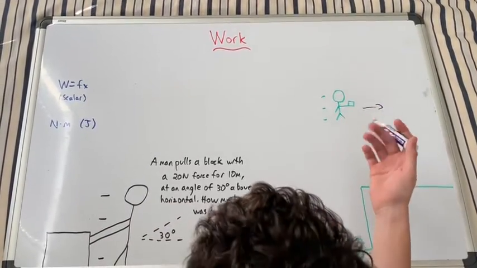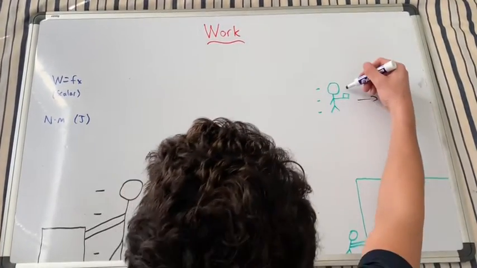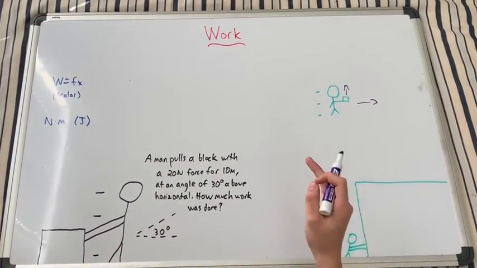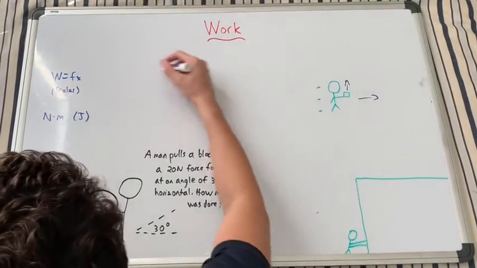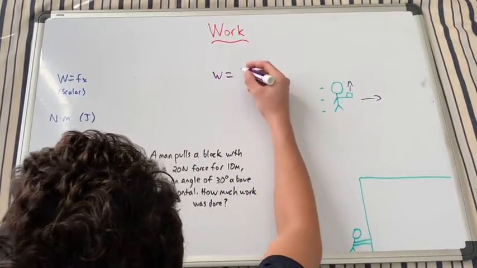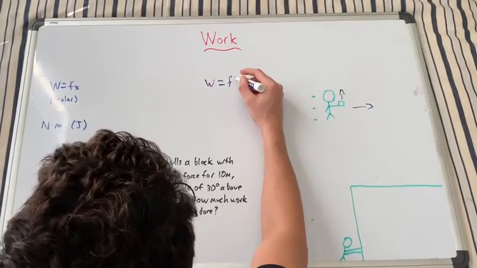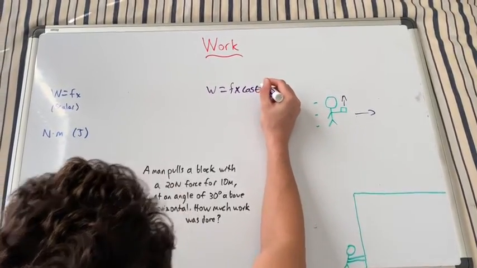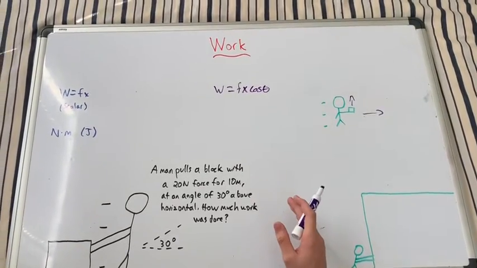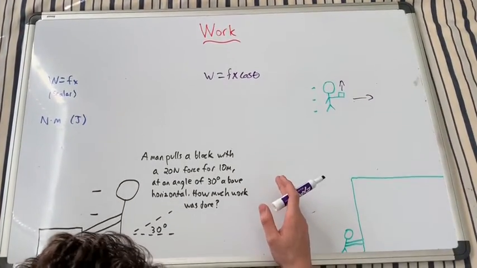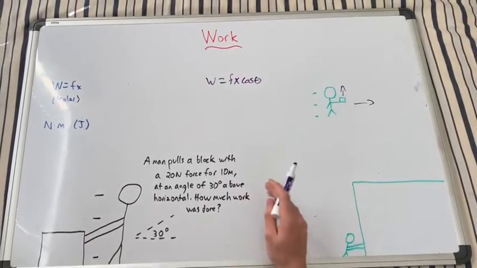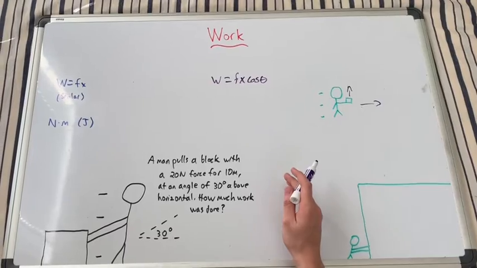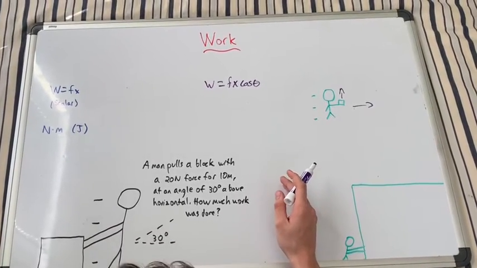If work was being done by the man's hand, it would have to be if the man was lifting the block, because another form of the work equation is work equals force times displacement times the cosine of theta, which essentially means that work can only be done when it is parallel to the motion of the object. If the force and the displacement are perpendicular, there will be no work done.